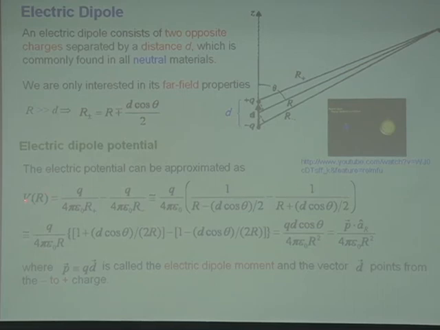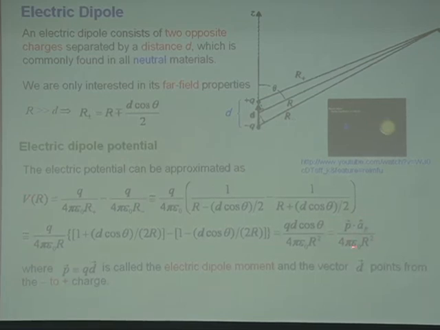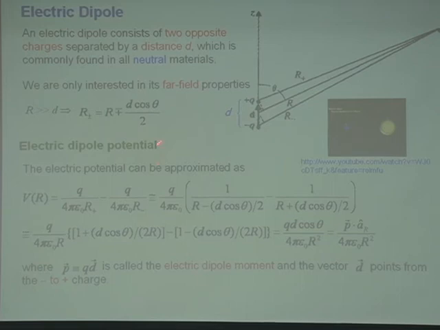So for this electric dipole, the potential is going to be expressed by this very compact form with a P dot a_R. This dot product is going to give you an angle dependence. OK，所以这是 electric dipole potential 的一个式子。And based on an approximation that the R is much larger than D.